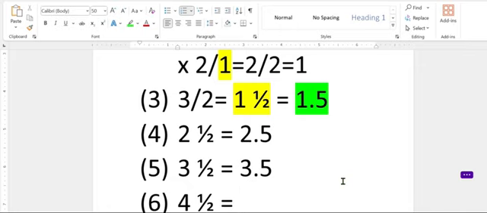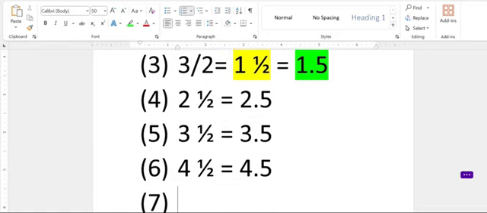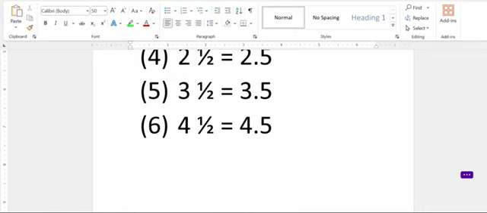All right, so 4 and a half is the same as 4.5. Now, this is decimal expansion for half. Now, I'm going to teach you one more decimal expansion. So this is another section.